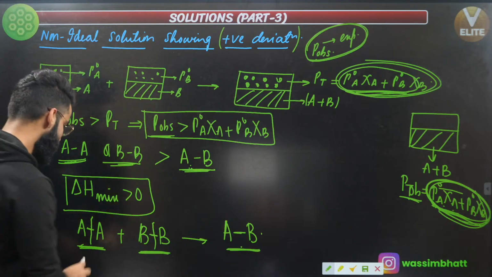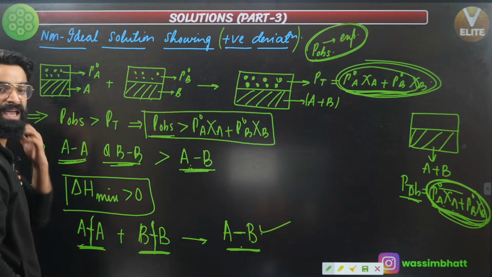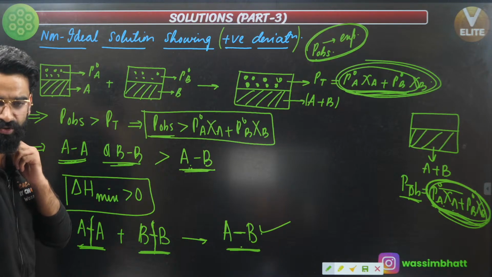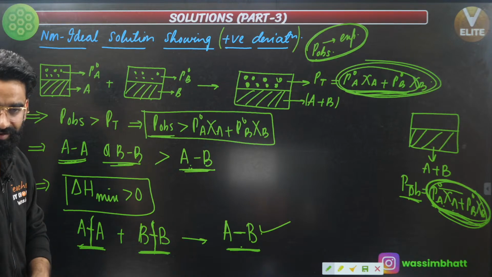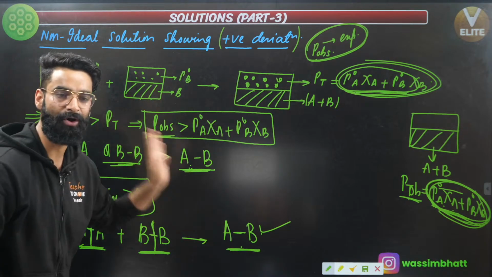Now, what is going to happen? These bonds have to be broken first. Then only this bond can be formed. Breaking of bonds is endothermic. Formation of bonds is exothermic, right? Breaking of bonds is endothermic and formation of bonds is exothermic.